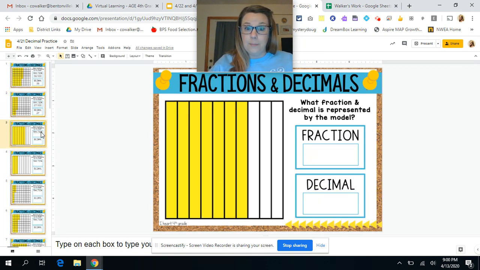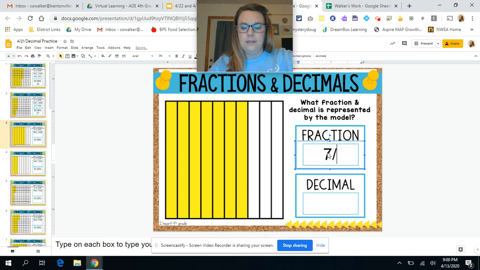This one has a different amount as a whole. So instead of having the hundreds block, how many blocks are really showing? How many make up my entire piece, my whole? 10. And how many are shaded? 1, 2, 3, 4, 5, 6, 7. So that means my fraction is showing 7 tenths of a fraction showing in that model.